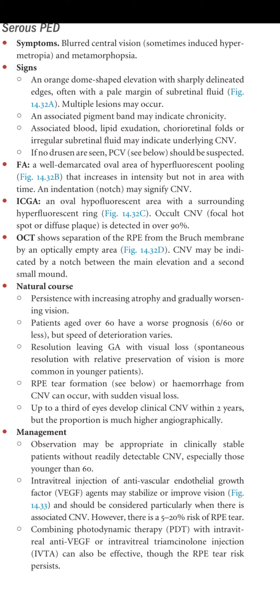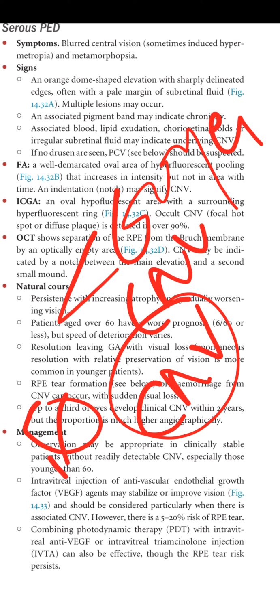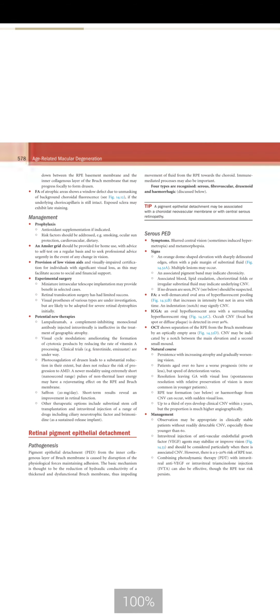So next is, how do you manage a case of a PED? Observation may be appropriate in a clinically stable patient without readily detectable CNV, especially those younger than 60 years. So if a patient is younger than 60 years of age and does not have CNV, then you can do observation. Intravitreal injection of anti-vascular endothelial growth factors may stabilize or improve vision and should be considered particularly when there is an associated CNV. So if there is an associated CNV, you can give anti-VEGF agent. However, there is a 5 to 20% risk of RPE tear. Combined photodynamic therapy with intravitreal anti-VEGF or intravitreal triamcinolone injection can also be effective for RPE tear risk.